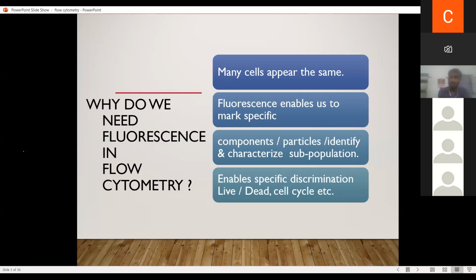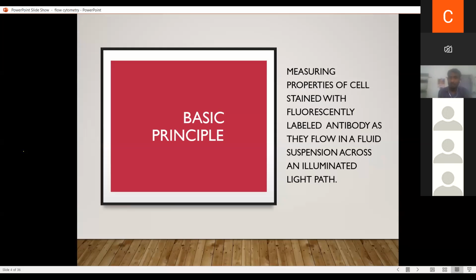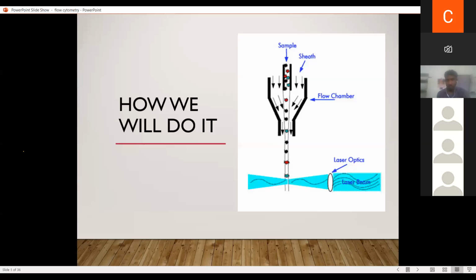What is the aim of our study? So now, what is the basic principle of flow cytometry? It measures properties of cells using different fluorescent labeled antibodies, and when these cells flow in a fluid suspension across an illuminated path, the flow cytometry instrument differentiates these cells. Likewise, this is a basic flow diagram which a flow cytometry instrument follows.